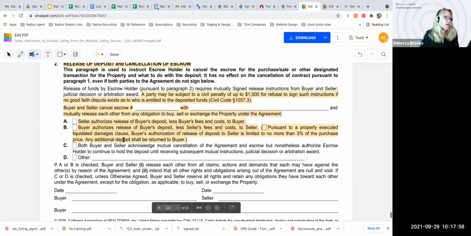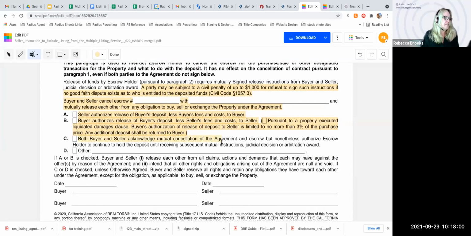Okay. Both buyer and seller acknowledge mutual cancellation of the agreement and escrow, but nonetheless authorize escrow holder to continue to hold the deposit until receiving subsequent mutual instructions, judicial decision, or arbitration. Okay, so this box is the box that gets checked when nobody wants to release the money. You know, the seller doesn't want to release the money. So they're going to have to go through either arbitration or mediation in order to determine which party is going to get that initial deposit money. Okay.